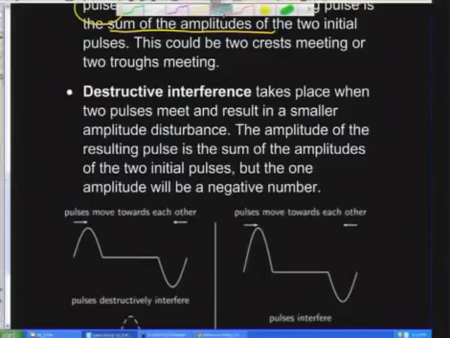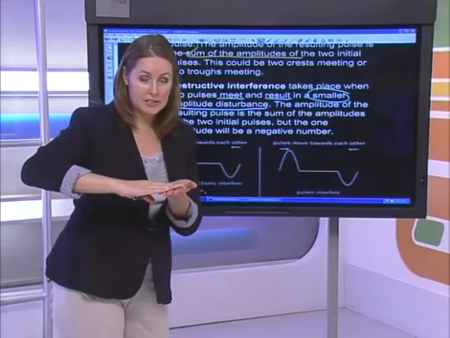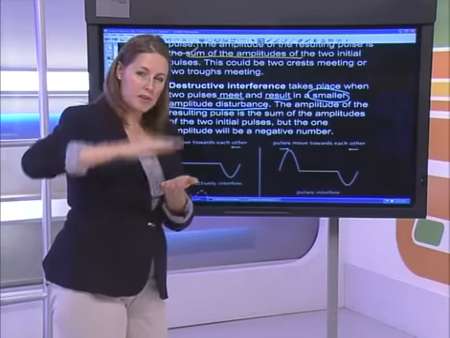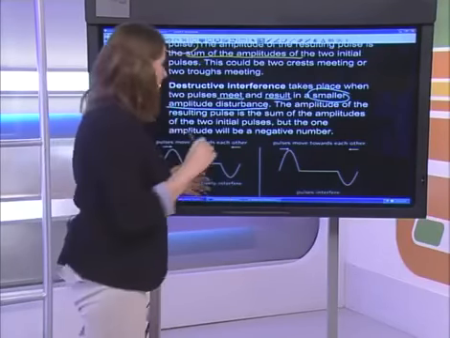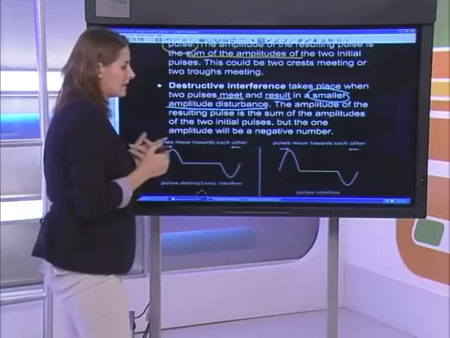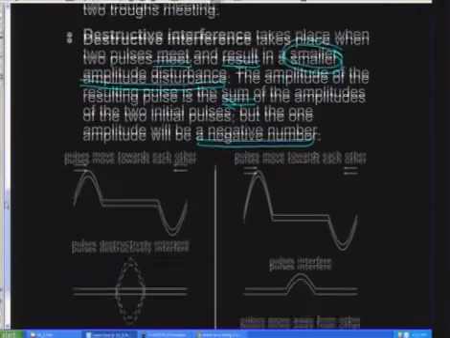Destructive interference takes place when two pulses meet and the result is a smaller wave or a smaller amplitude disturbance. The amplitude, remember, is the displacement away from the rest position. The amplitude is how much it's been displaced away from its original rest position. The amplitude of the resulting pulse, again, is a sum of the amplitudes of the two pulses, but one value will be a negative number. So let's have a look at what I mean by this.